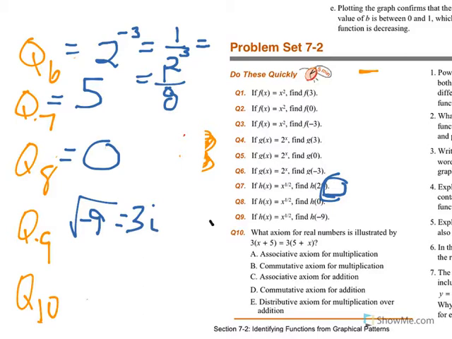And Q10 says what axiom for real numbers is illustrated by that function right there. And there's a bunch of words on there, and the first thing is to eliminate possible choices. The thing that's changed is the stuff on the inside. There's x plus 5 on one, and then there's 5 plus x on the other. That has to do with addition, so the choices are either C or D. And you'll notice that the 5 and the x have moved. When you move, it's like commuting. So the correct answer is choice D, the commutative property.